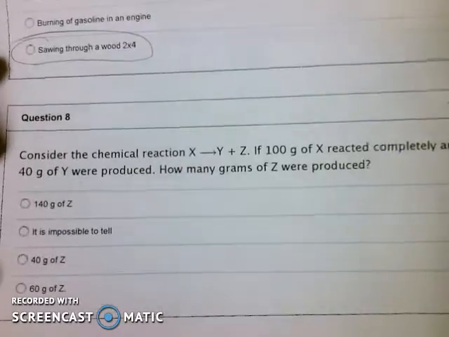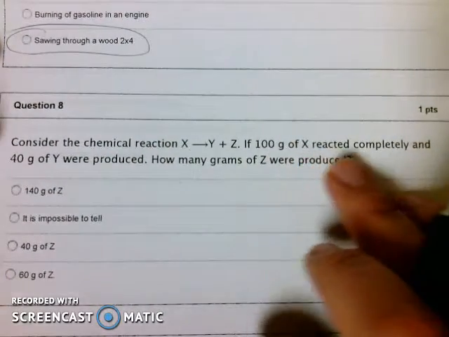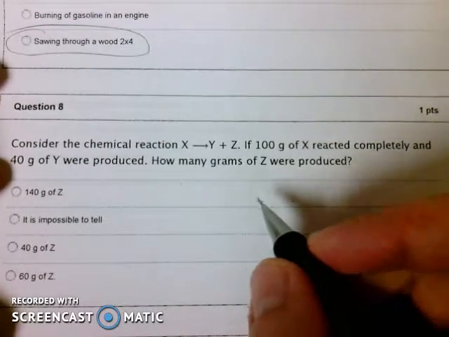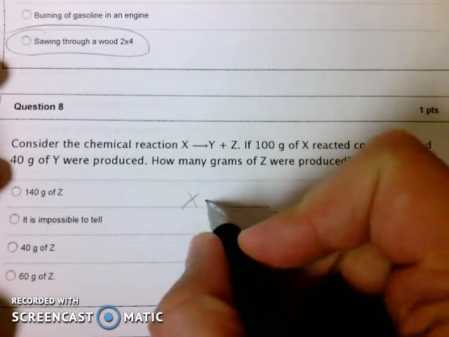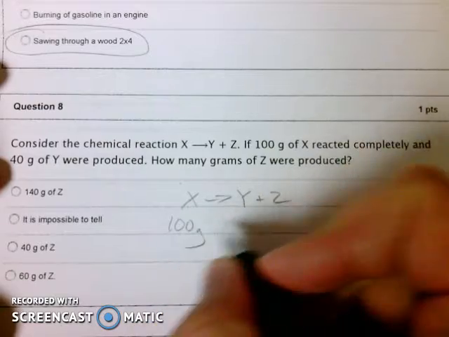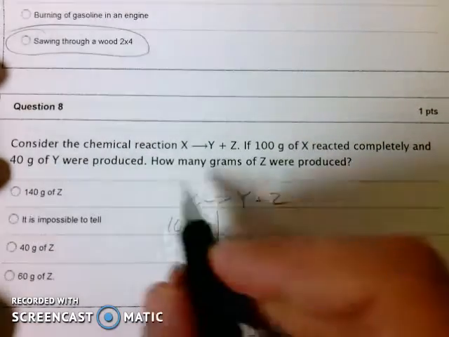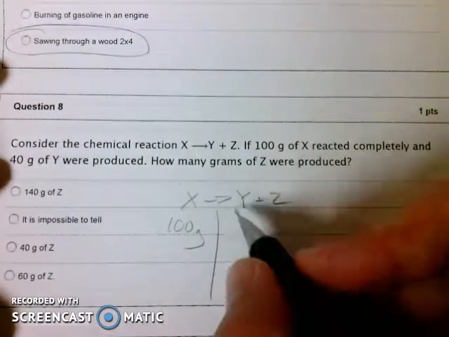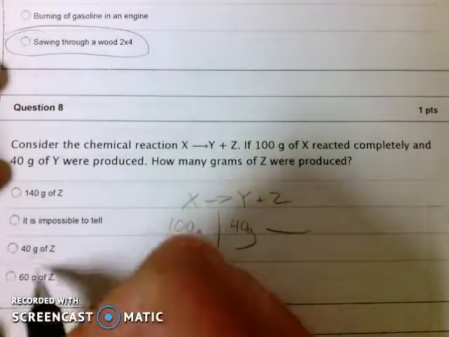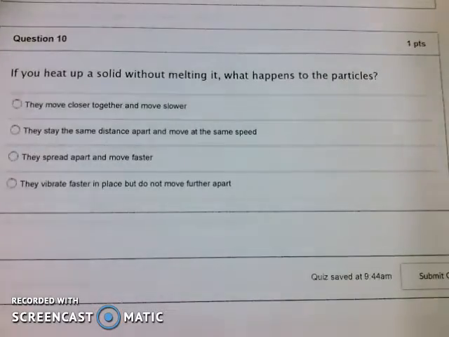Moving on. Question number 8. Consider the chemical reaction X breaks down into Y plus Z. If 100 grams of X reacted completely and 40 grams of Y were produced, how many grams of Z were produced? Once again, it's the law of conservation of mass. Okay, X breaks down into Y plus Z. If we had 100 grams of this stuff, right, you can basically draw a line there. This side has to be equal to that side. Now, in this case, we are also given 40 grams of Y. Okay, so what does Z have to equal? 60 grams. All right, 60 grams of Z. It is not impossible to tell. There's your answer.